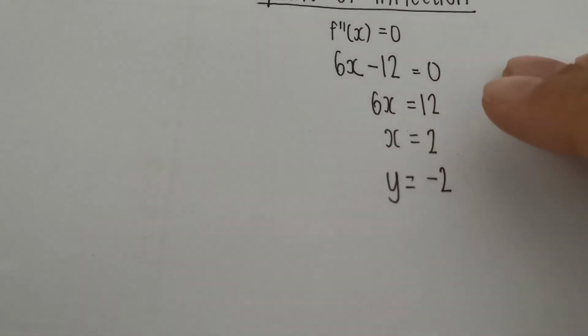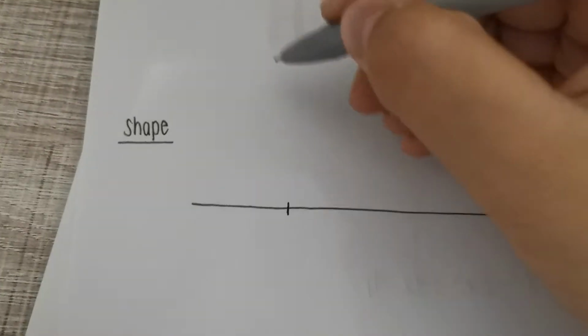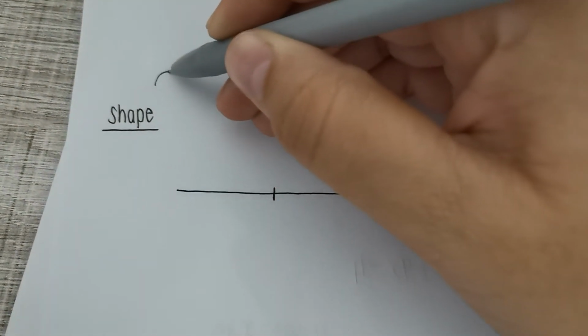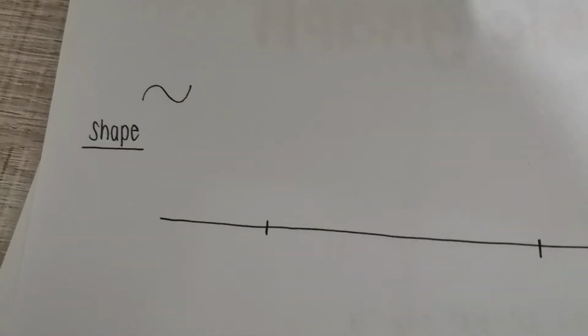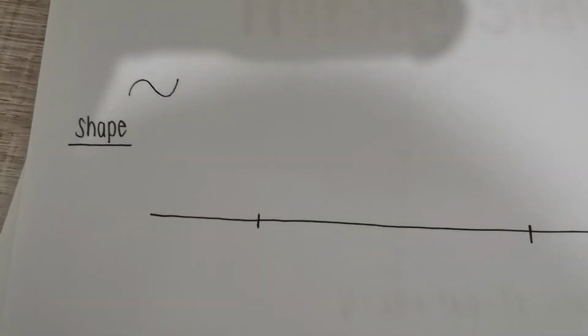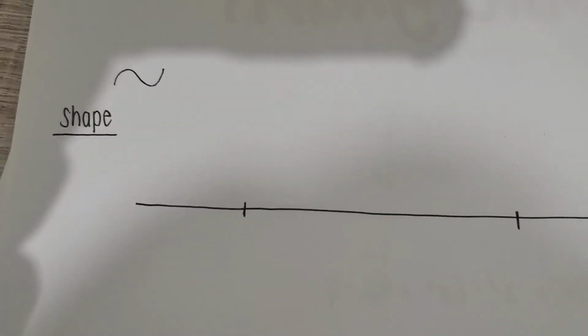Now we need to be talking about the shape. Okay, so to work out the shape, I already mentioned to you that our shape is looking somewhat like this. But let's say we didn't know that it's looking like that. How do we determine what the shape looks like? So we're going to be doing, what is this called? I think it's called the first derivative test.